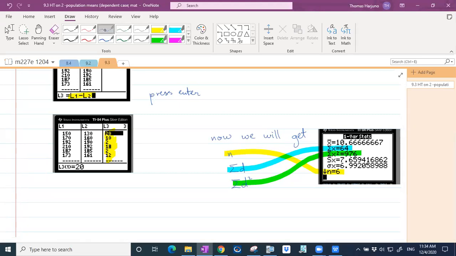Okay, therefore, using those, D bar will be, then you pretend you write that sum of these, which is 64 divided by 6. Just pretend that you compute it, but then you look at your calculator, oh, that's 10.66667. You see what I mean?